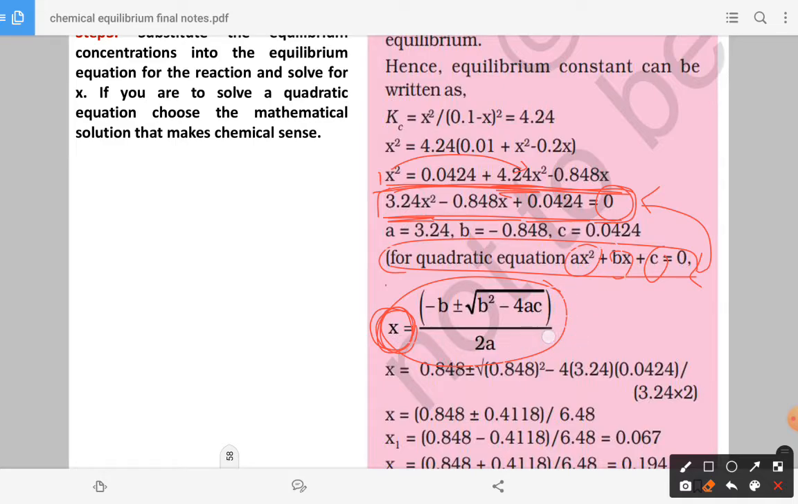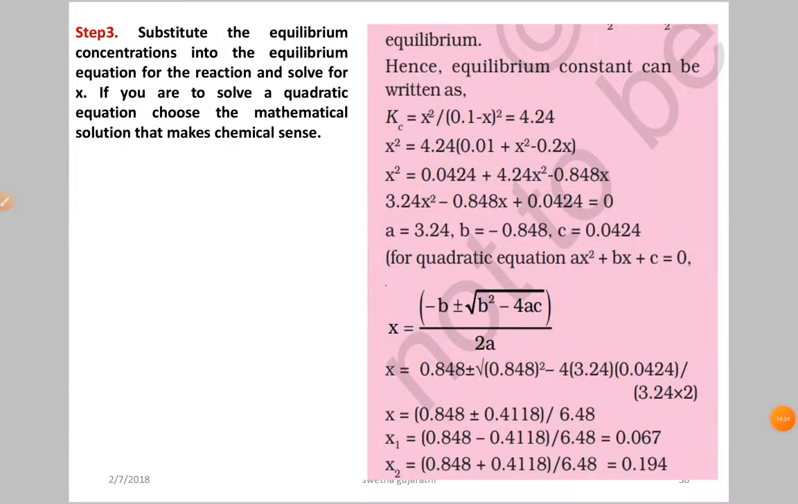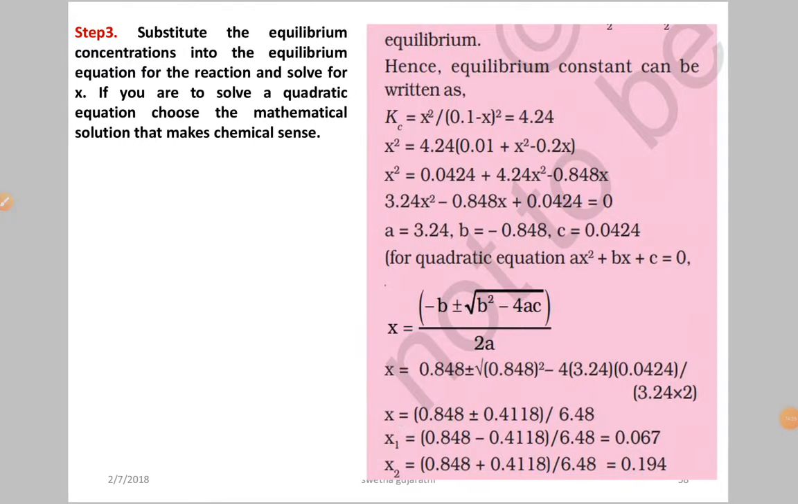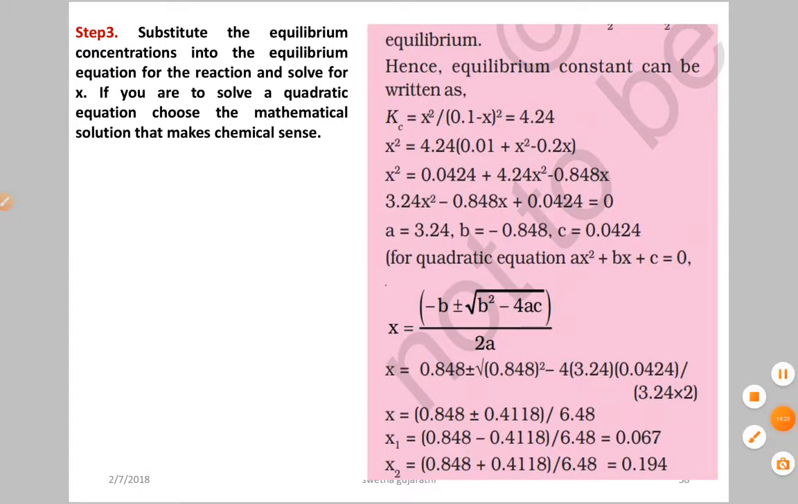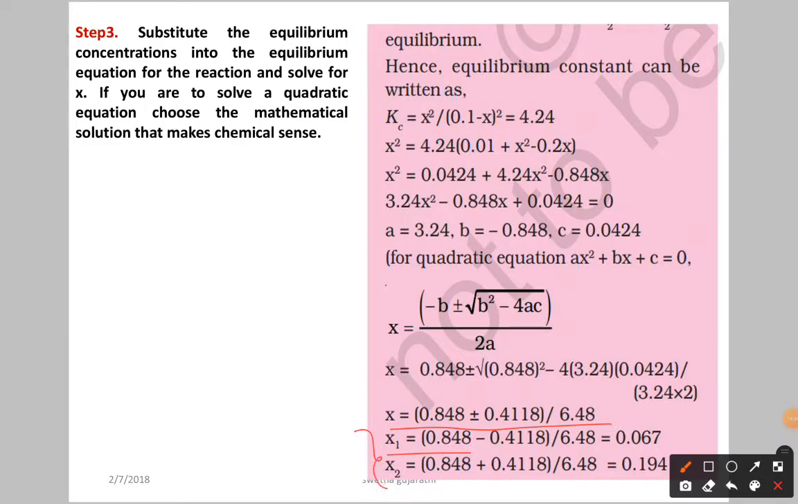If you go for the calculation, I am not going to show it here because it is a basic equation. Once you follow it, we get the x value. Here we write both values, x1 and x2, because we have the plus or minus symbol. Plus or minus means one time you take the minus value and one time you take the plus value.